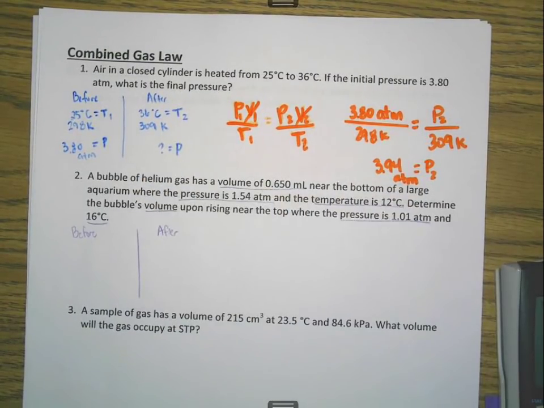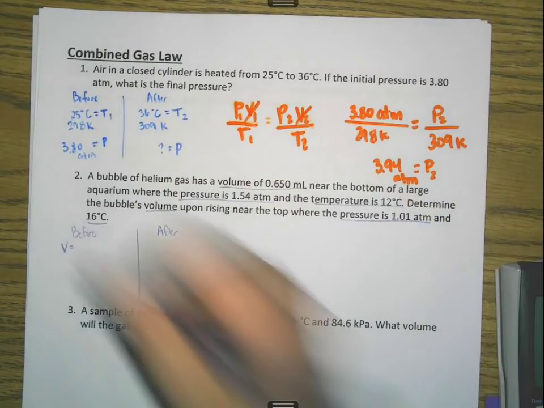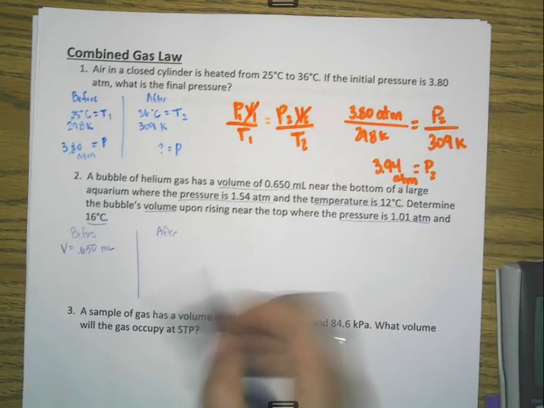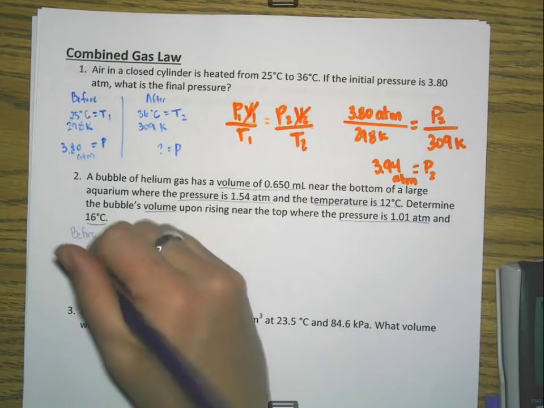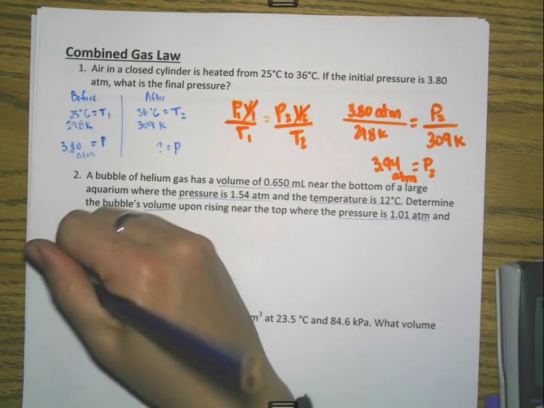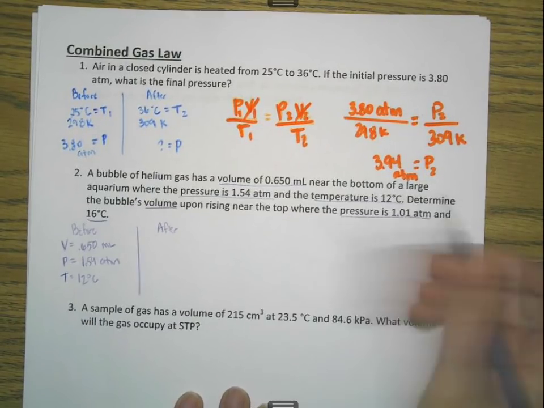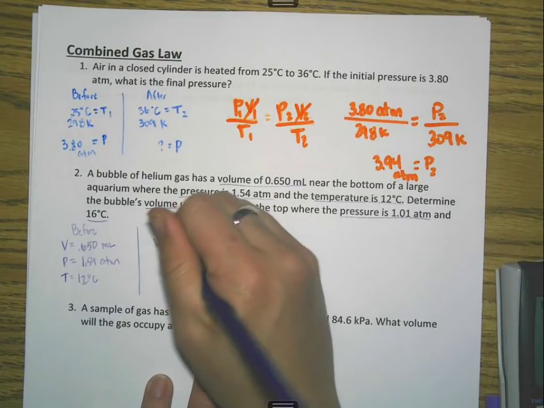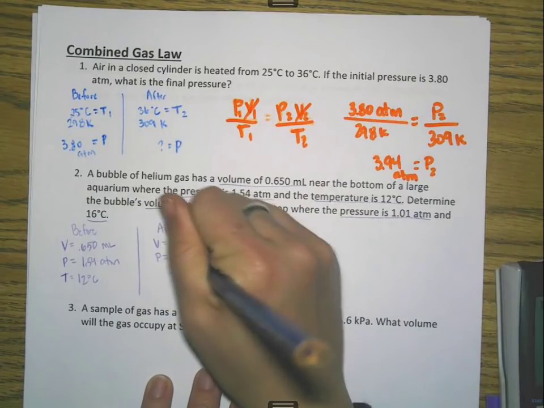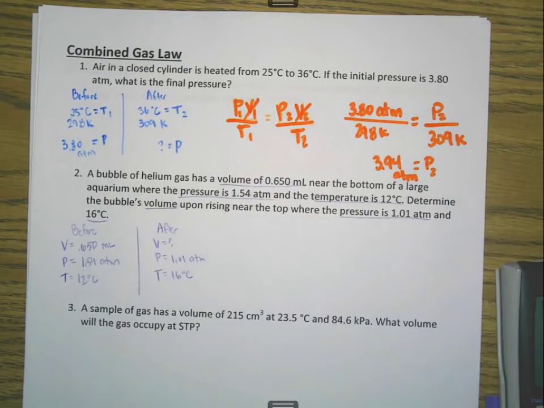So in this particular problem, before, I have a volume of 0.650 milliliters, and I have a pressure of 1.54 atmospheres, and I have a temperature of 12 degrees Celsius. And then after it rises up, it wants me to find the volume. It has a pressure at the top of 1.01 atmospheres, and it has a temperature of 16 degrees Celsius.